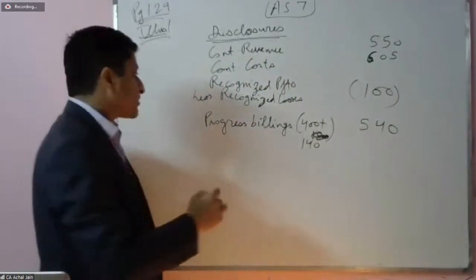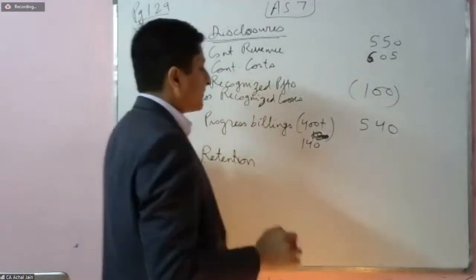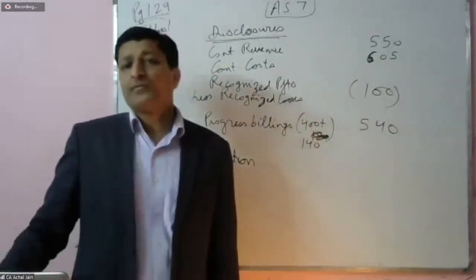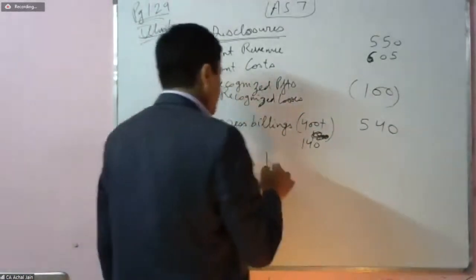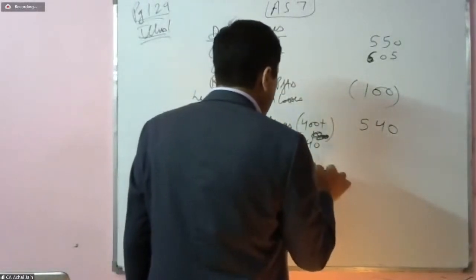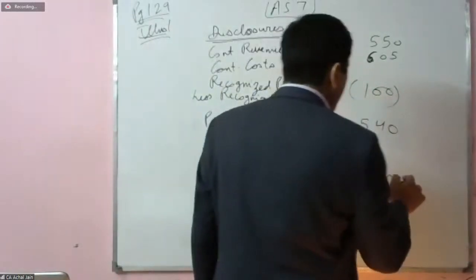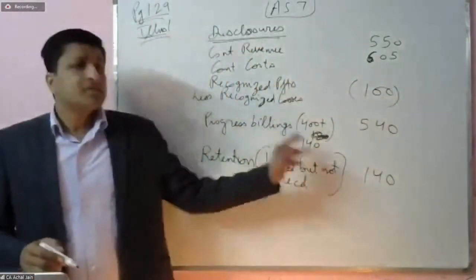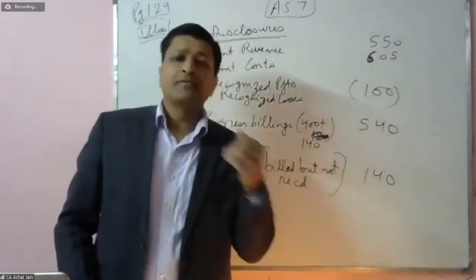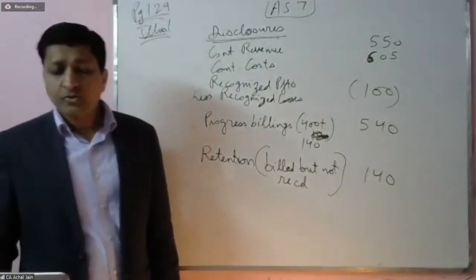Next is the retention. Now, what is retention? Retention means the amount which is billed but not received from the customers. Billed but not received. So this is of course 140. How do we get 140? This is the progress payment to be received, because whatever you would have billed, that you would have collected. That's the assumption.